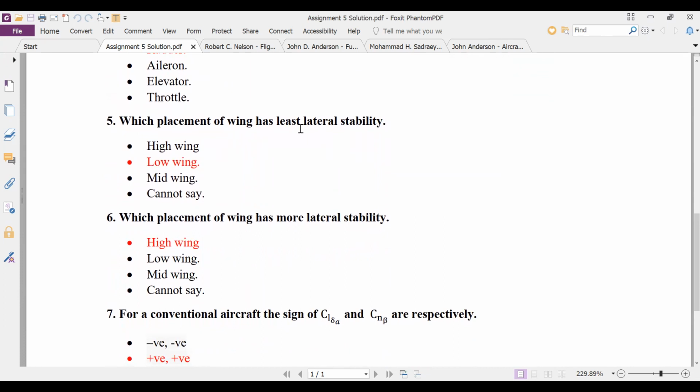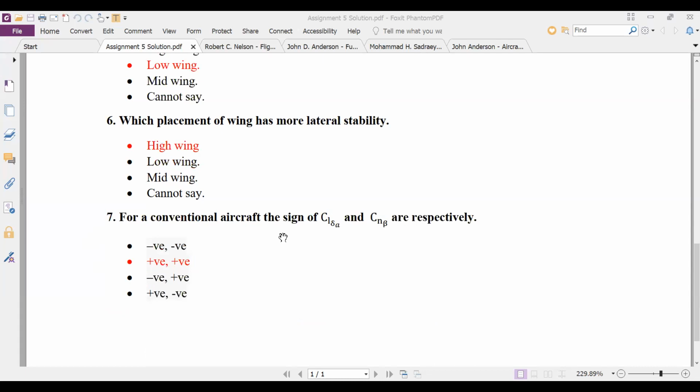Which placement of wing has least lateral stability? You can answer it is low wing. We already discussed, right? We could make the photograph of the flow from the side, and then we were able to answer that low wing was the right answer for the least stability. Which placement of the wing has more lateral stability? High wing. So this is kind of a free question. If you know the answer to 5, you also know the answer to 6, right? So it is a free question for you people.